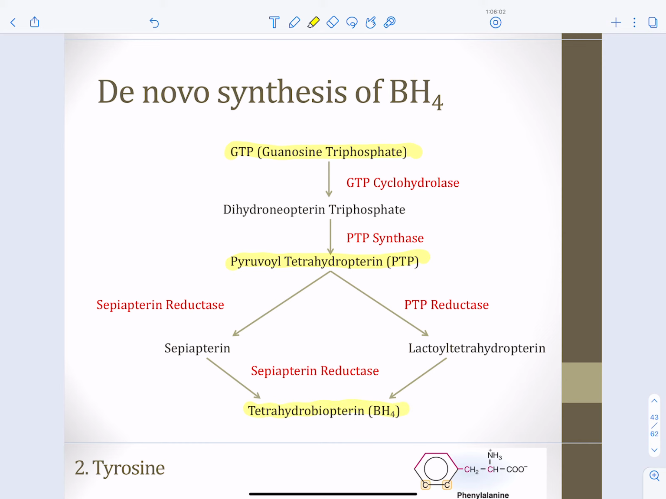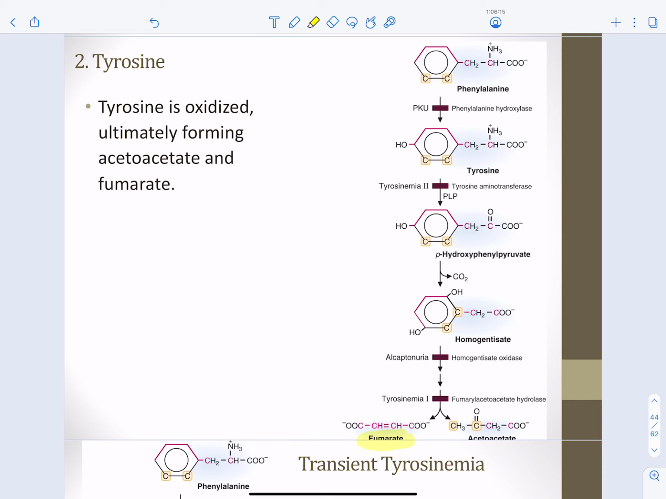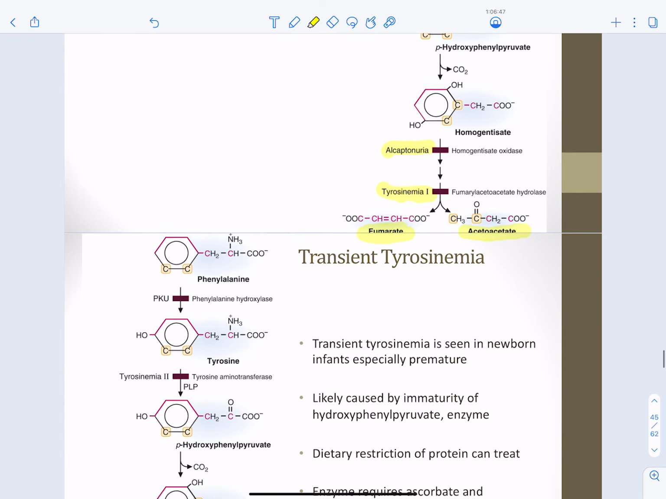Now, our tyrosine is going to be oxidized, and this oxidation is going to ultimately form fumarate, which is what our target is. It also forms acetoacetate along with fumarate, shown here. So we have our tyrosine, which is going to come from phenylalanine, and various steps can have deficiencies. So we have our PKU disease, tyrosinemia 1, which is down here, tyrosinemia 2, and alkaptonuria. So we're just going to quickly go through each of these.